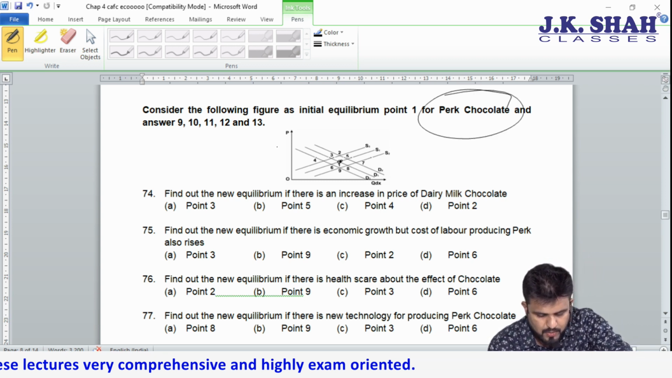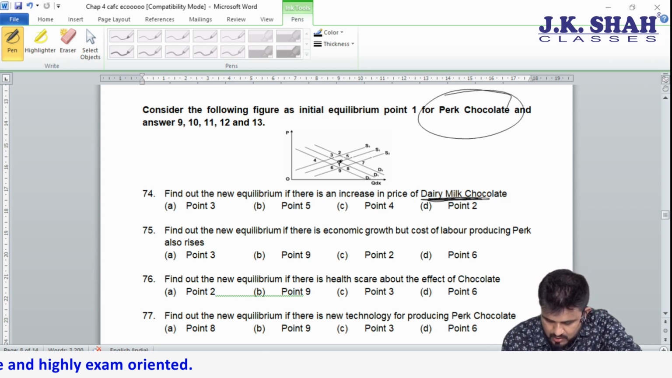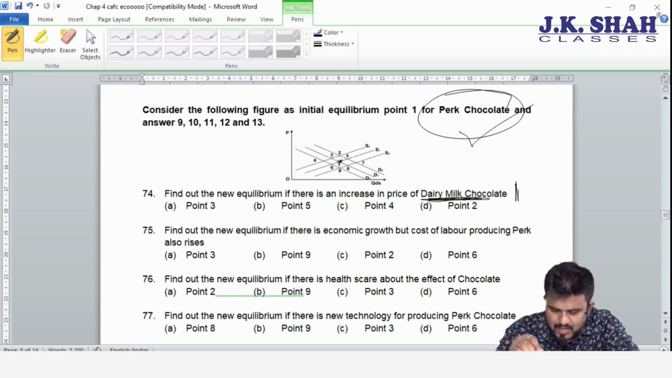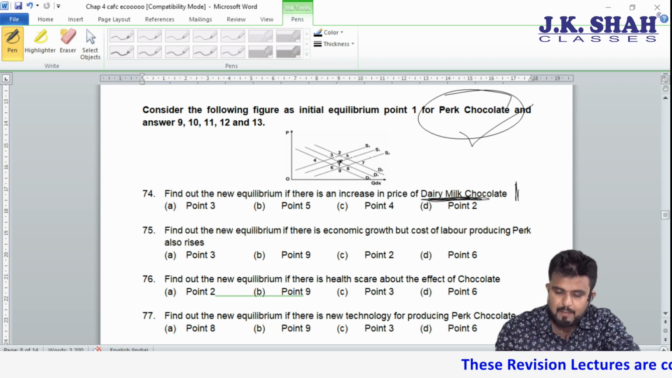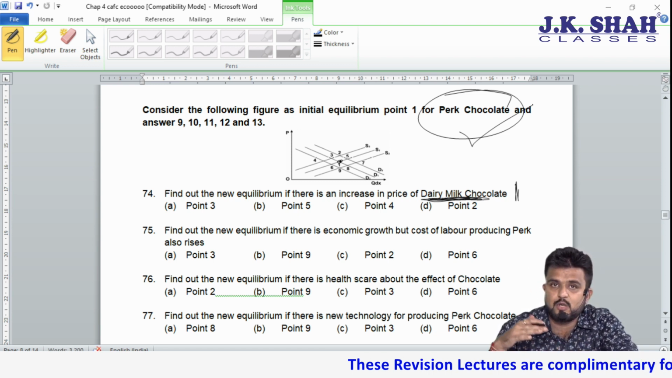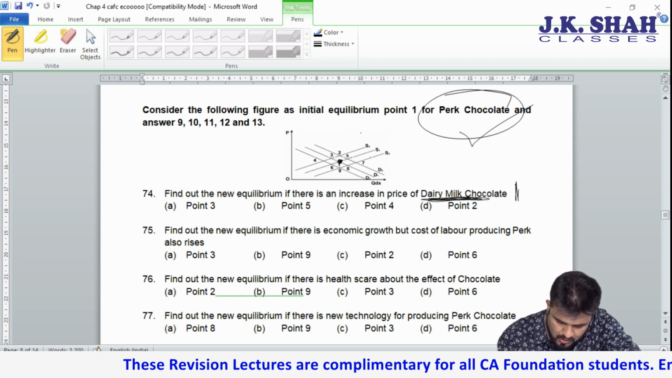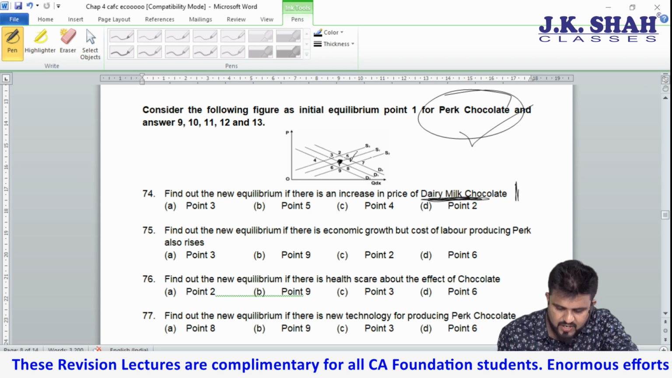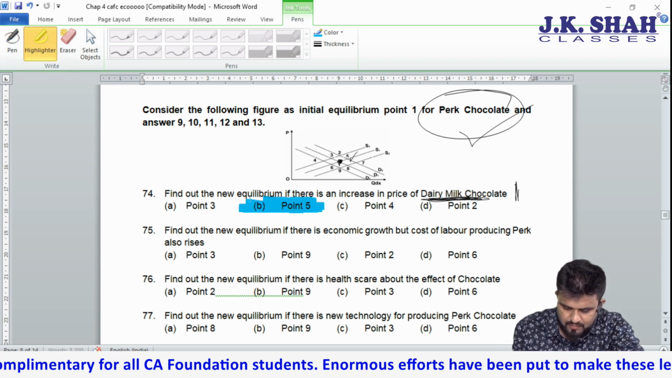Find out the new equilibrium if there is an increase in the price of Dairy Milk chocolate. Can I say if Dairy Milk becomes expensive, people will buy more Perk, a substitute good? What will happen? Demand for Perk will shift towards the right. We are at this position. Right means it is number 5. So the correct answer is 0.5.